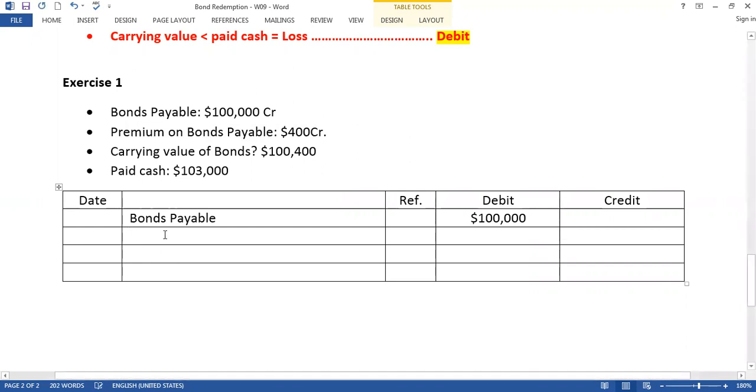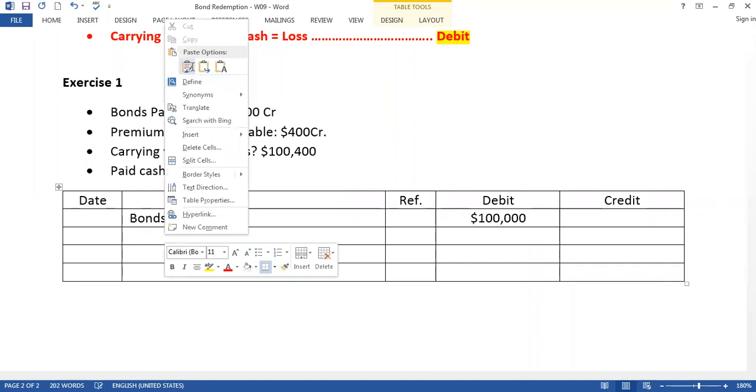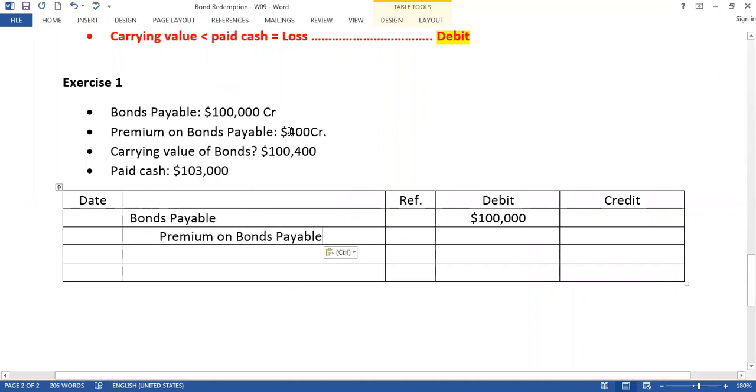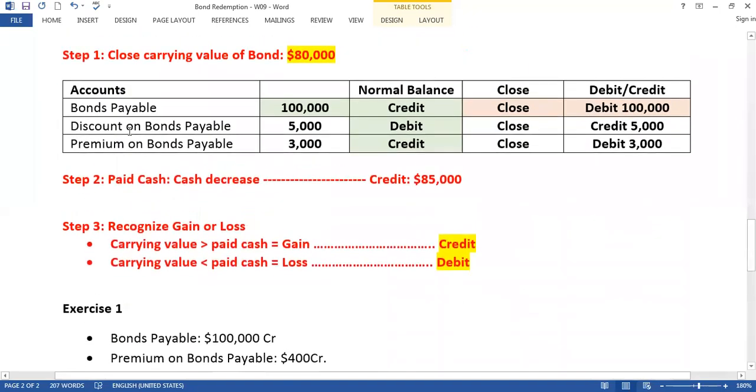Okay, we write it here first, credit. Premium on bonds payable credit $400. Sorry, debit. Premium on bonds payable debit, because its normal balance is credit. So we close it. So we have done our step one.